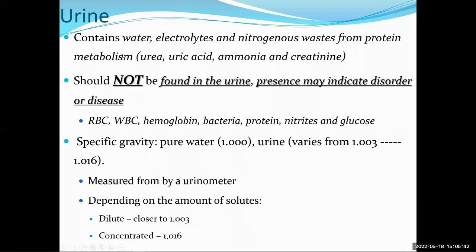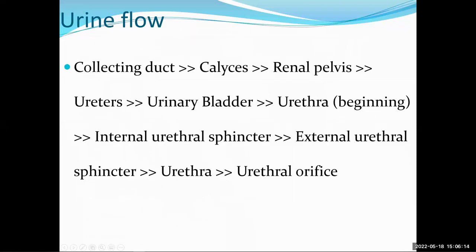These are things that are found in the urine, but what should not be found there? Red blood cells, white blood cells, hemoglobin, bacteria, protein, nitrites, and of course, sugars in the form of glucose. This is just some of the composition of urine as well: specific gravity. It varies from 1.003 to, and this is a measure of the water content, measured by this instrument called a urinometer. And depending on the number of solutes, it varies.